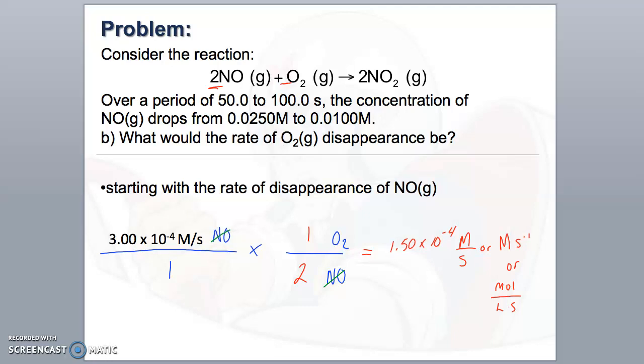Starting with the rate, I like to label it so that I set up my mole relationship correctly. So I added the NO there, and I know that there's 1 oxygen for every 2 NO, so the rate of disappearance of oxygen will be half as fast as the rate of disappearance of the NO.